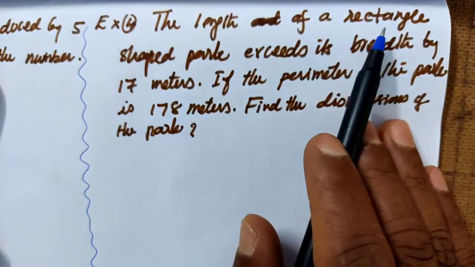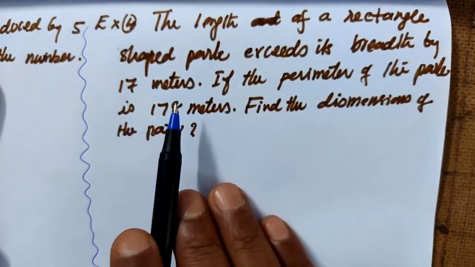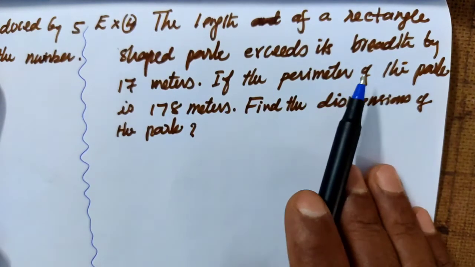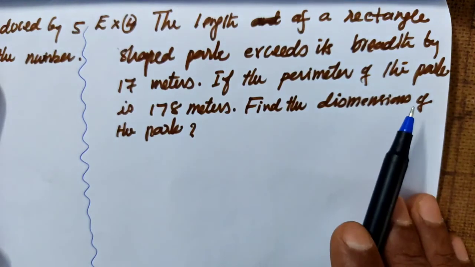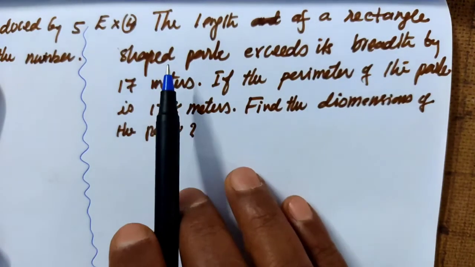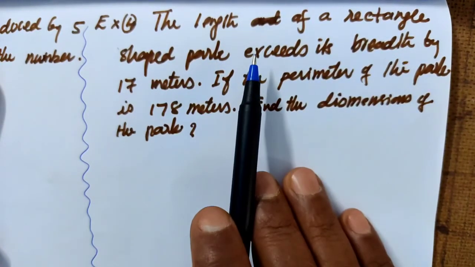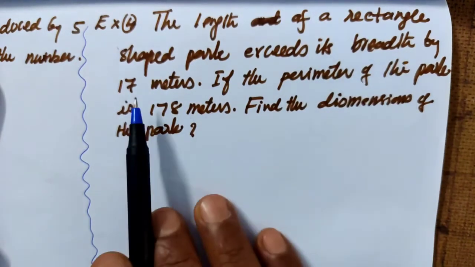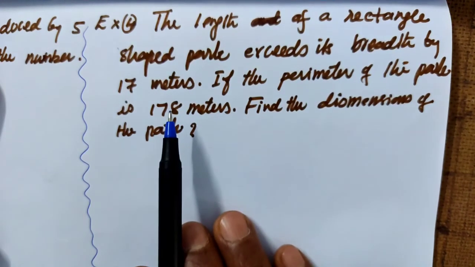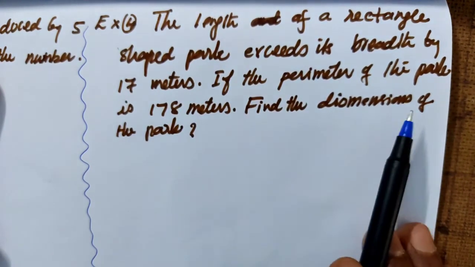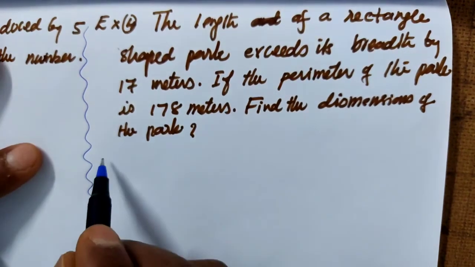The length of a rectangle shaped park exceeds its breadth by 17 meters. If the perimeter of the park is 178 meters, find the dimensions of the park. Okay, once again, the length of a rectangular shaped park exceeds its breadth by 17 meters. If the perimeter of the park is 178 meters, find the dimensions of the park. So this is the question. So it is very easy. Now the answer.